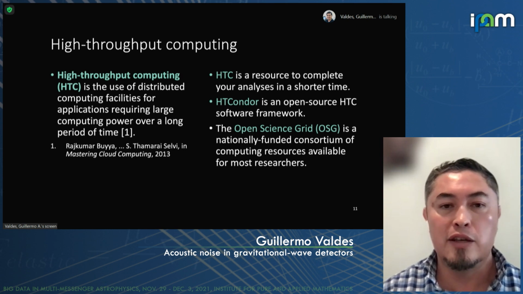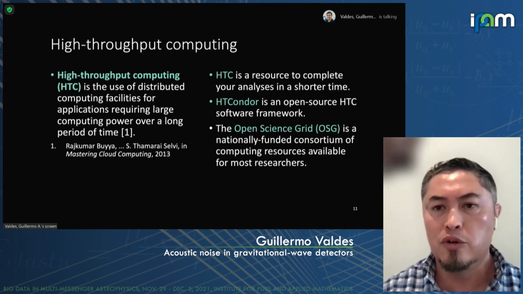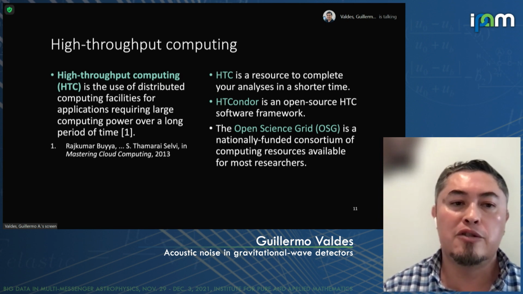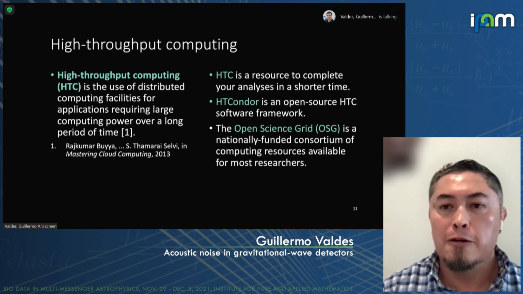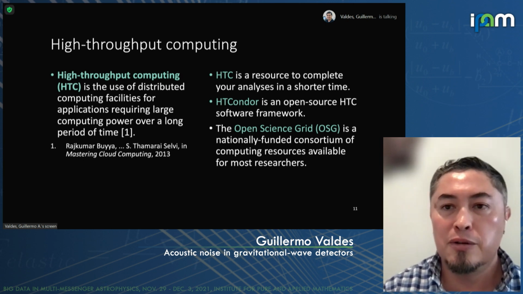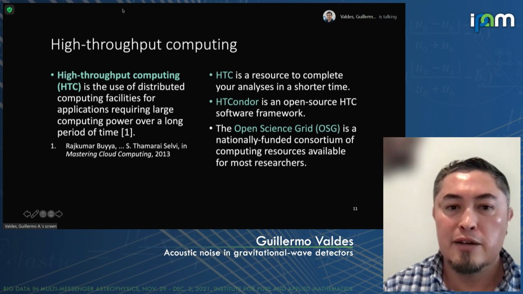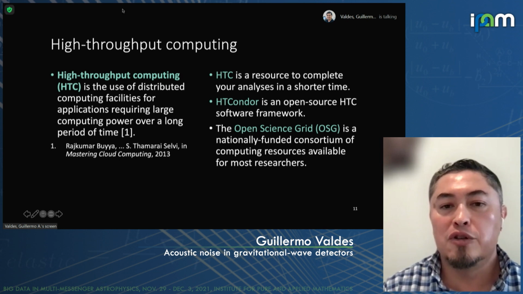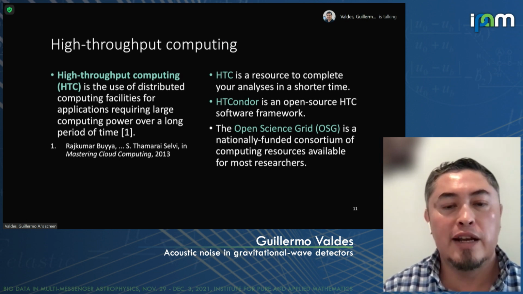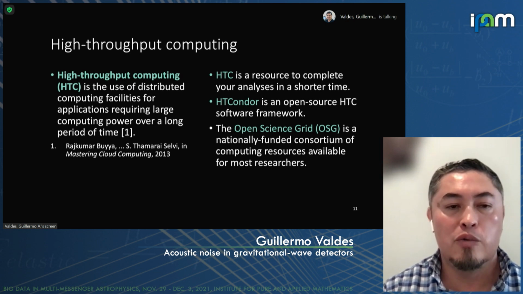I'm going to share what works for me too, high throughput computing. It's a use of distributed computing resources for the application, to use it as computing power to do things faster. So in short, high throughput resources to complete your analysis in a shorter time, right? And the one that I use is HTCondor, which is open source.